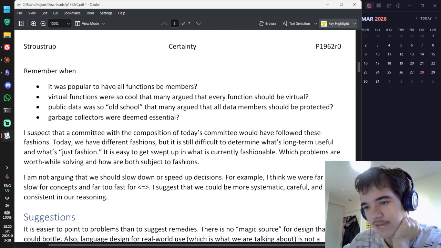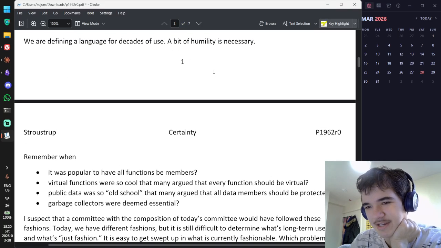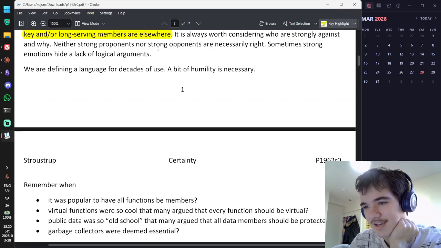Remember when it was popular to have all functions be members?